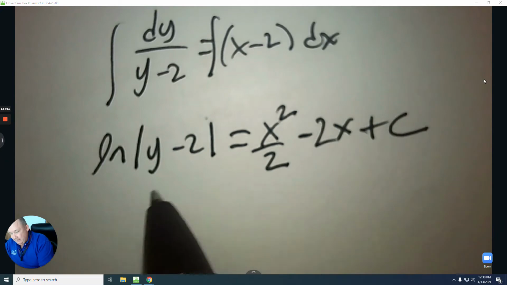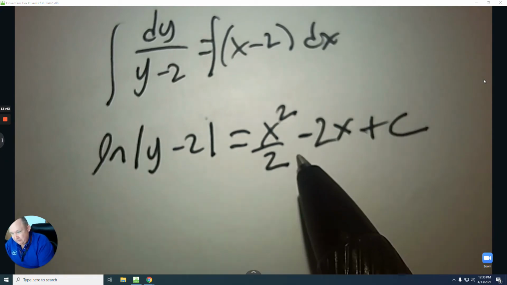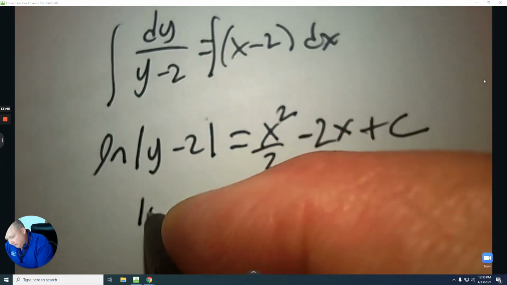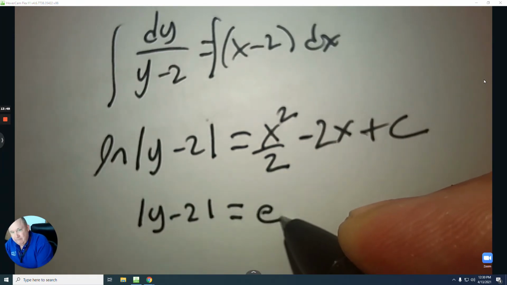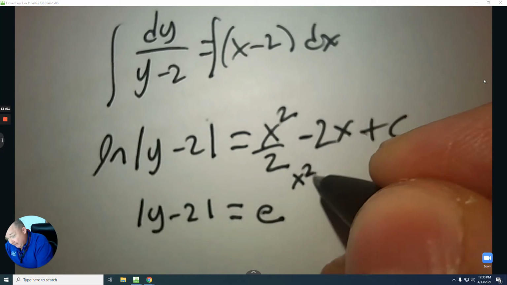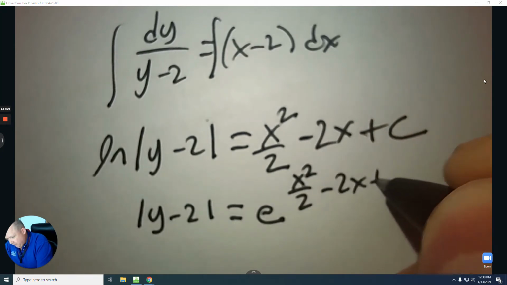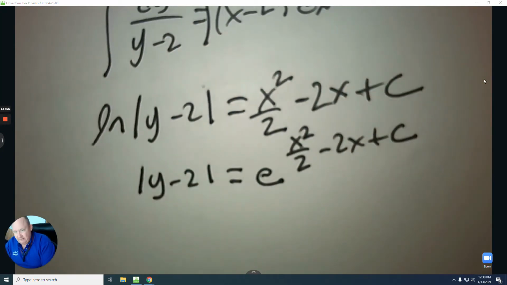Next, I need to get y by itself. So I have to write this as an exponential. So what's inside the logarithm, y minus 2, is the exponent's result when e is raised to that exponent. It is a logarithm, so you need to write it exponentially.